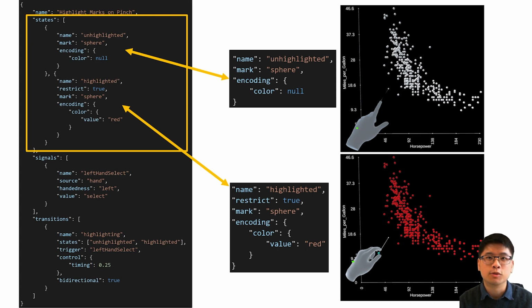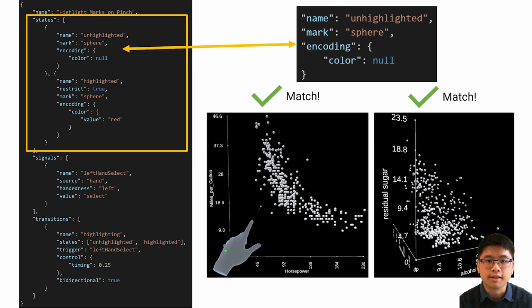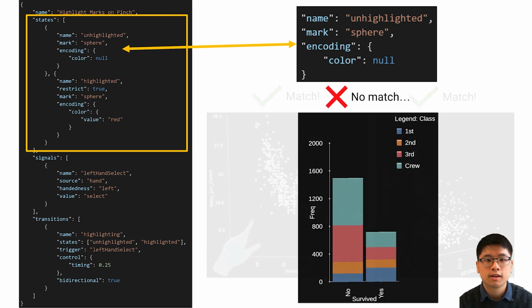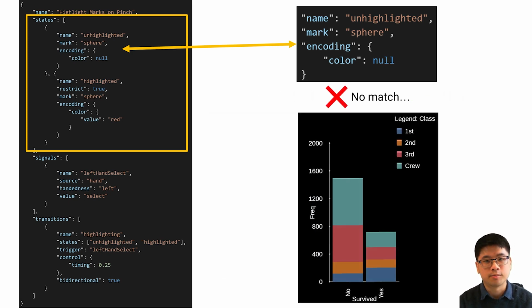Remember that we apply these morphs dynamically to existing visualizations. Thus, these states function as a set of properties that a visualization must have to undergo the morph. In this case, these two sample scatter plots are considered to be in the unhighlighted state, as both have sphere marks with no color encoding. This is in spite of the two using completely different datasets. This bar chart, however, does not match as it has cube marks with a color encoding, and thus cannot undergo the morph.